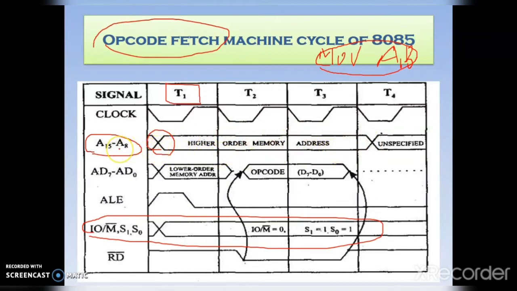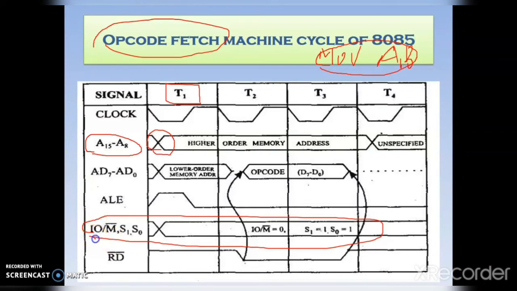The higher order address bus is enabled at the beginning of the T1 state and stays till the end of the T3 state, and the lower order address bus is active at the T1 state. The address latch enable signal is also active at the T1 state, and it goes low during the rest of the T states, that is T2, T3 and T4 states.